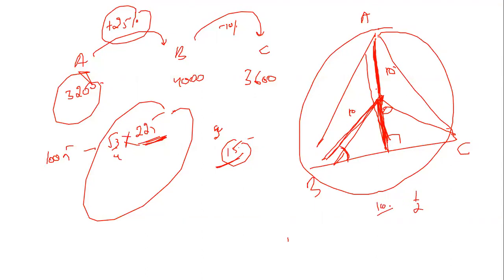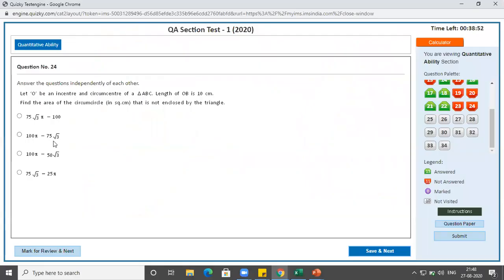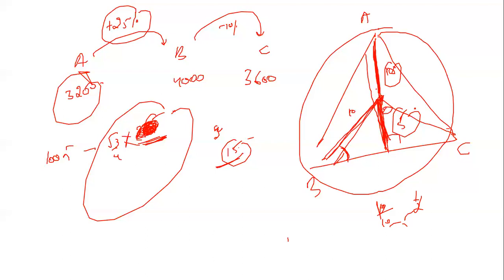So perpendicular upon hypotenuse is 10, right? This turns out to be 5. Okay, this turns out to be 10 and 5. So the height is 15. That is why this is not coming out to be any of these options, because I took the height squared.